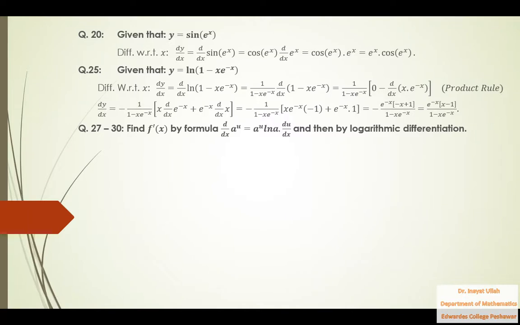From question number 27 to 30, it says to find f prime x by formula. The derivative of a power u is a power u natural log of a into the further derivative of the power u, and then by using logarithmic differentiation.